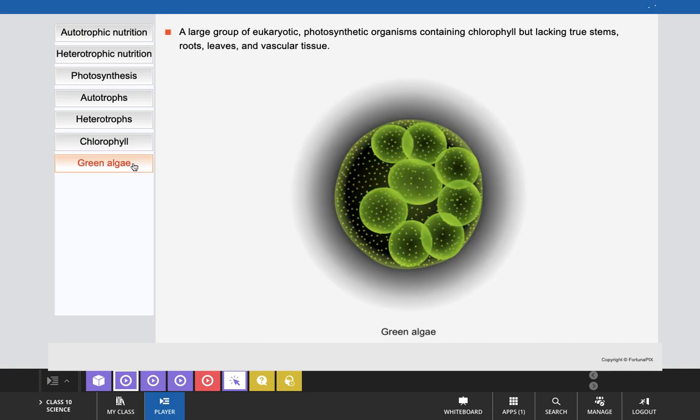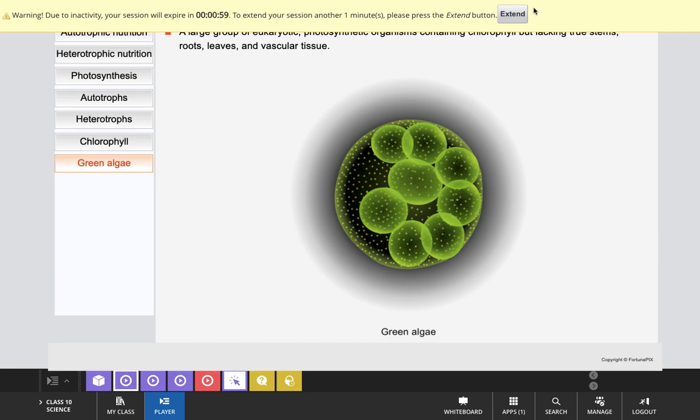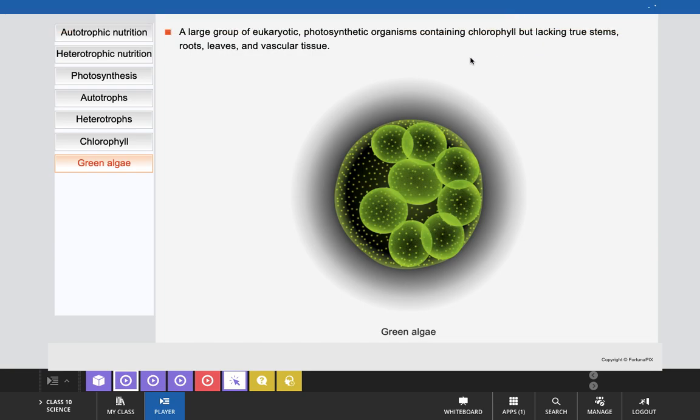Green algae. This is another group of organisms which also exhibit autotrophic nutrition. A large group of eukaryotic photosynthetic organisms containing chlorophyll but lacking true stems, roots, leaves, and vascular tissues. But they are also going for autotrophic nutrition. Now I think all these keywords are clear to you. Come to the next.